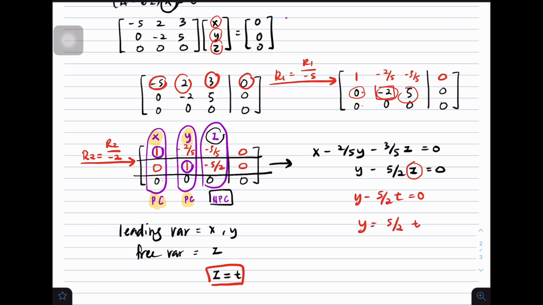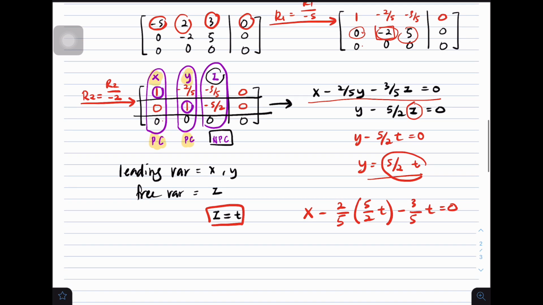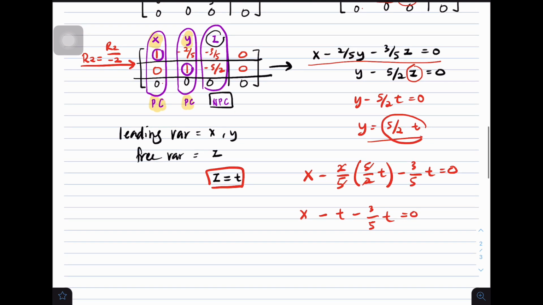Then, we need to substitute the values of Y and Z inside this equation. So what you will have here is X minus 2 over 5 Y, and your Y is this one, 5 over 2 T, minus 3 over 5 times T is equal to 0. So you have X minus T, because this one can be cancelled out, minus 3 over 5 T equal to 0. So negative T minus 3 over 5 T, you will get X minus 8 over 5 T equal to 0. So your X is equal to 8 over 5 T.